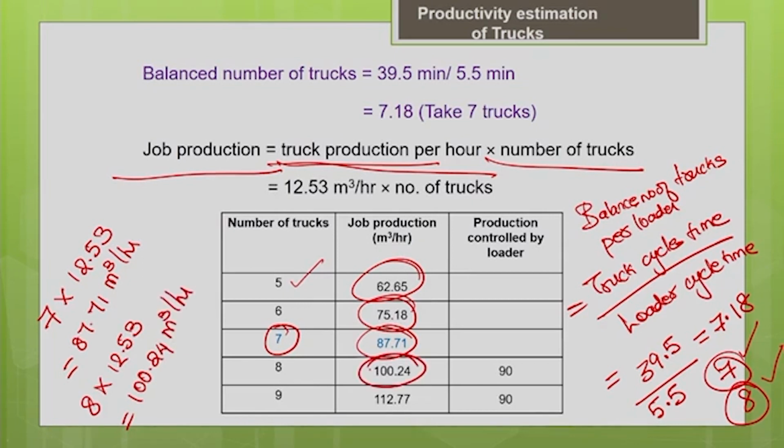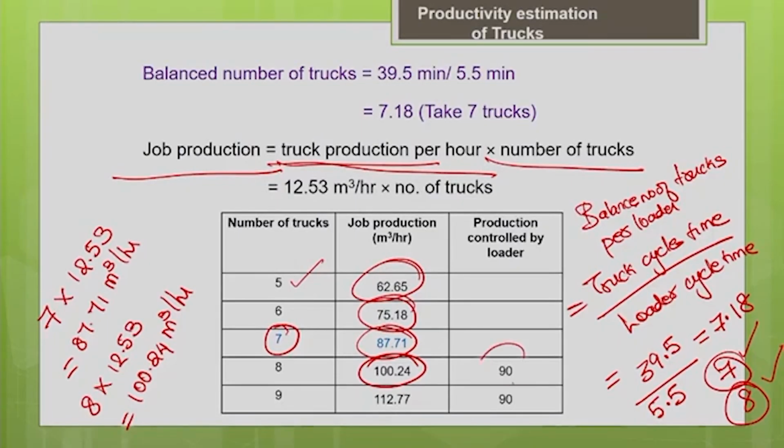But I cannot go by this productivity. When the trucks are lesser than or equal to the balance number, your truck will be controlling the productivity of the system. Beyond the balance number, the number of trucks is more, so the truck will be waiting for the loader. Unless the loader is available, your truck cannot do the job. So, the productivity will be controlled by your loader. You cannot go beyond the productivity of the loader, because the loader cycle time will control the productivity of the system.